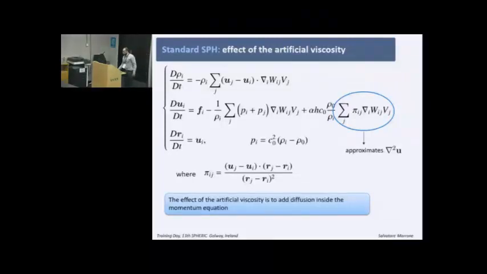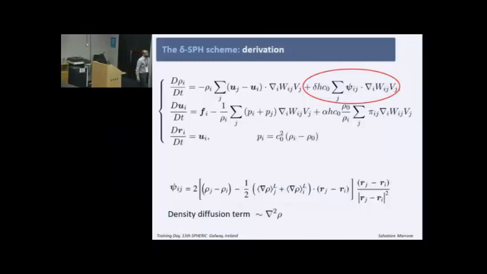In the Delta-SPH scheme, we add a diffusive term in the continuity equation that represents something like a Laplacian of the density field. Okay, so we are adding an analogous term in the continuity equation as the one in the momentum equation. We are adding a term that has the role to take high frequency energy in the density field and to move it into lower frequencies. Okay, it's a diffusive term.